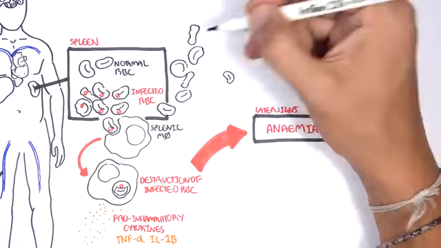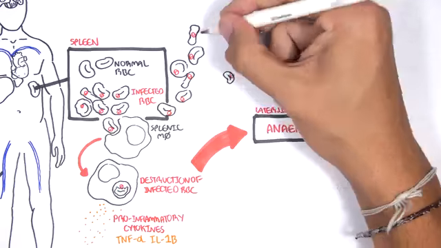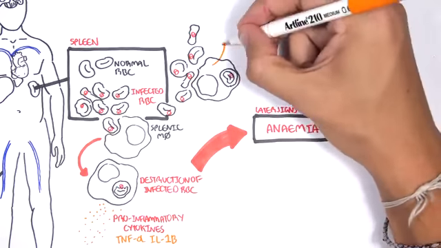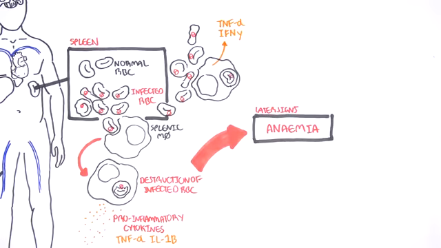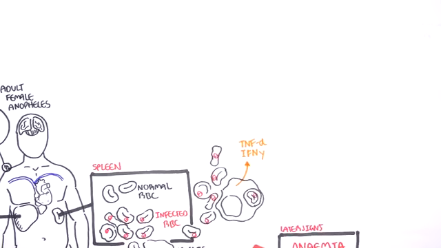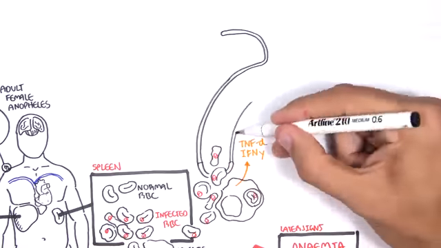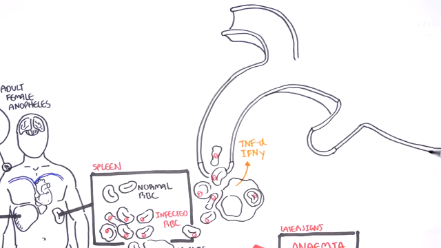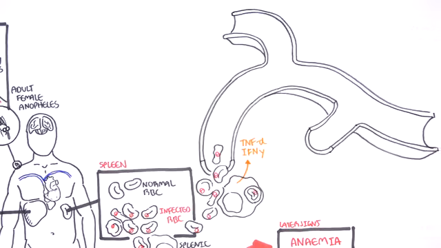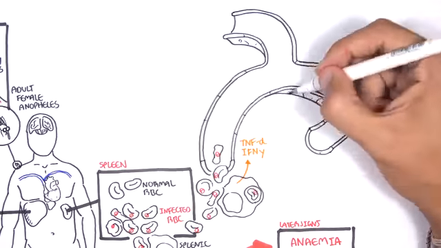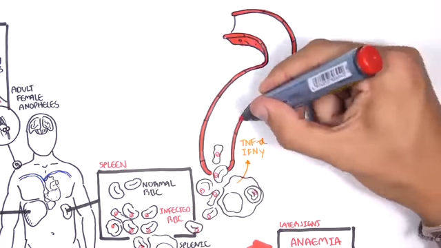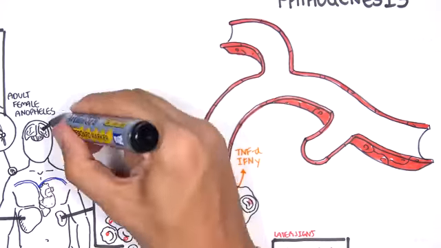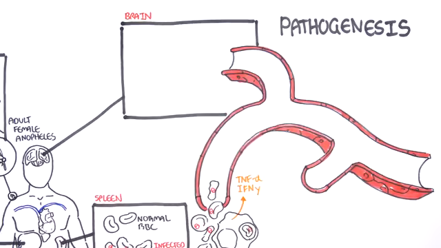So the macrophages and monocytes release TNF-alpha and interleukin 1b, but also they release interferon gamma, which takes us to the next pathological event that occurs in a malarial infection. This next pathological event actually affects the blood vessels, small capillaries within organs such as the brains, lungs, placenta, and the kidneys.